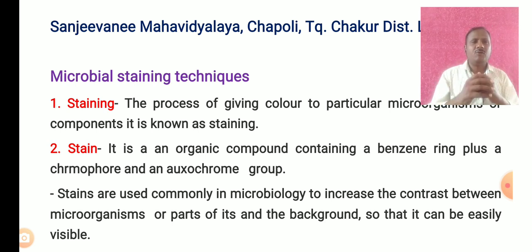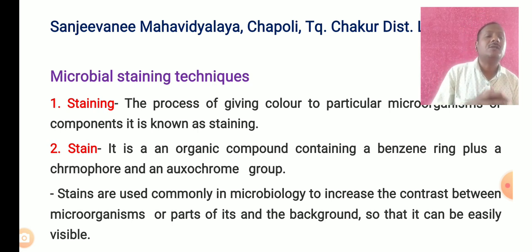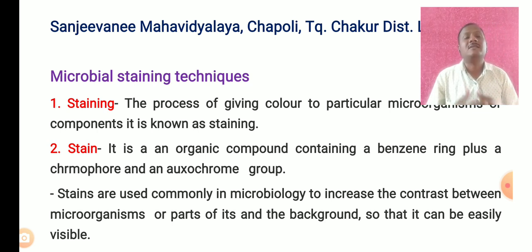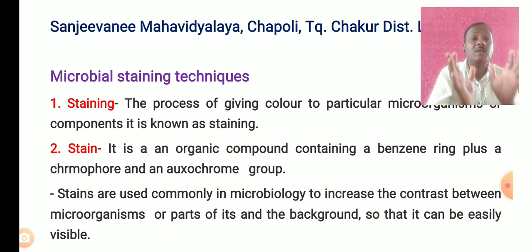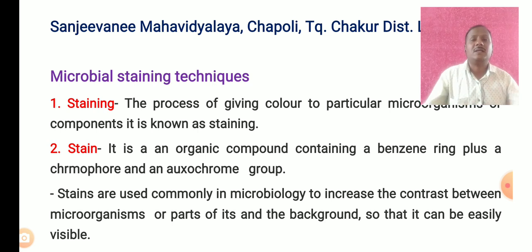So in this unit we'll first see the definitions of different parts of the microbial staining techniques. First, we'll see staining. It is the process of giving color to a particular microorganism and its components, and it is known as staining. Because we can stain different microorganisms for observation, due to the staining process we can observe the specific shape of microorganisms. We can observe specific parts of the microorganisms in the staining techniques.